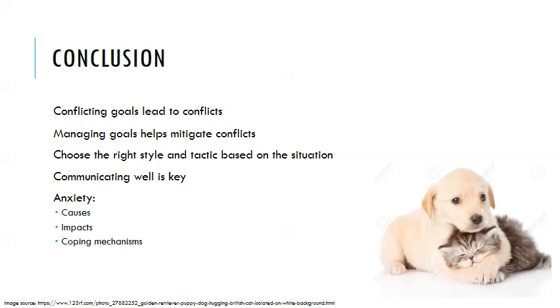We have discussed that conflicting goals lead to conflicts, and by managing goals, you can mitigate the conflict. Also, use situational knowledge to identify the style and tactics for dealing with the conflict. Another important factor in mitigating conflict is to communicate effectively and thoroughly. Finally, we discussed causes, impacts, and coping mechanisms of anxiety. By using the information contained within this presentation, you can turn a bad conflict into a good learning experience.